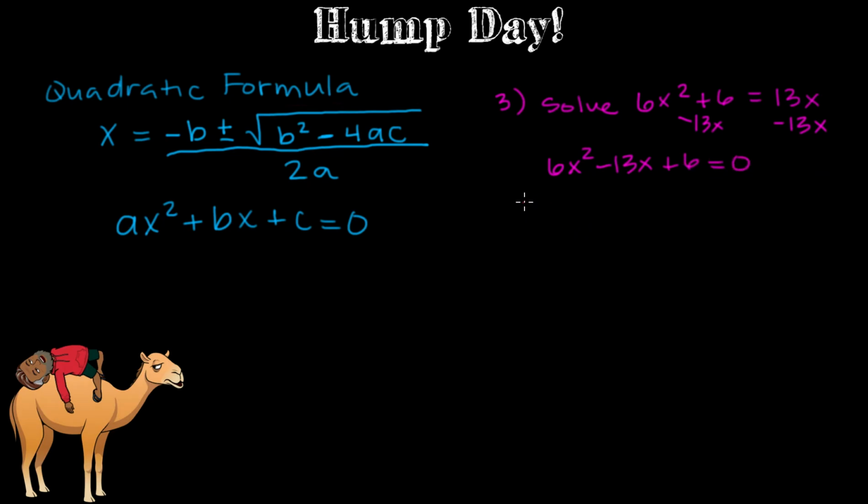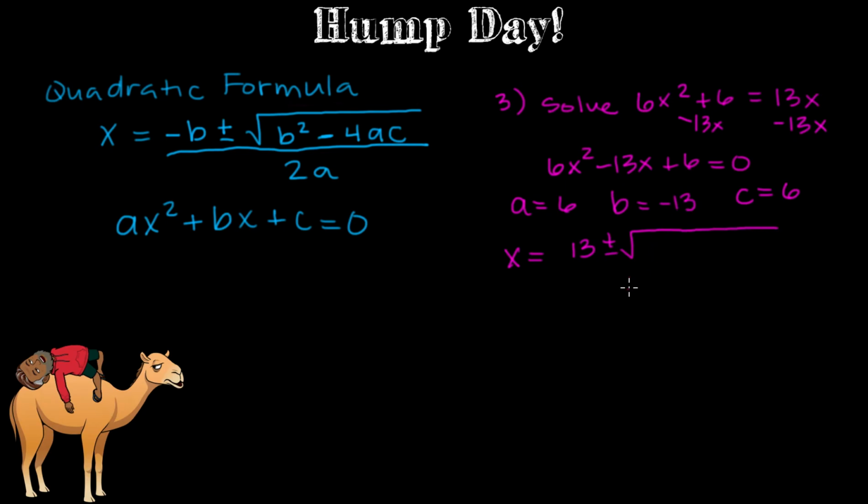All right, next, identify a, b, and c. The quadratic term is 6. The linear term is negative 13, and our constant is 6. Moving on, using the quadratic formula, x equals the opposite of b, so I'm going to get 13 over here. The opposite of negative 13 is just 13, plus or minus the square root of b squared.